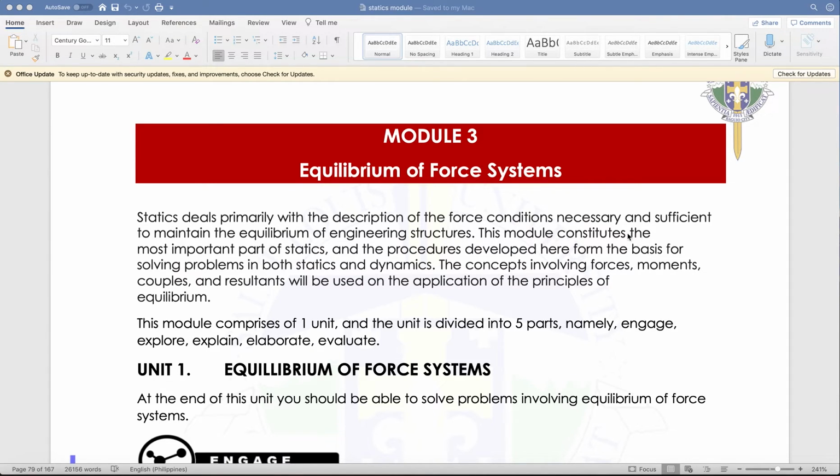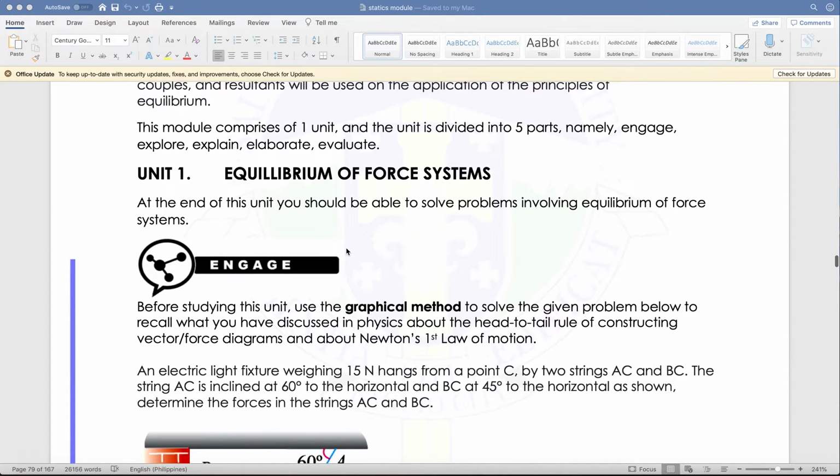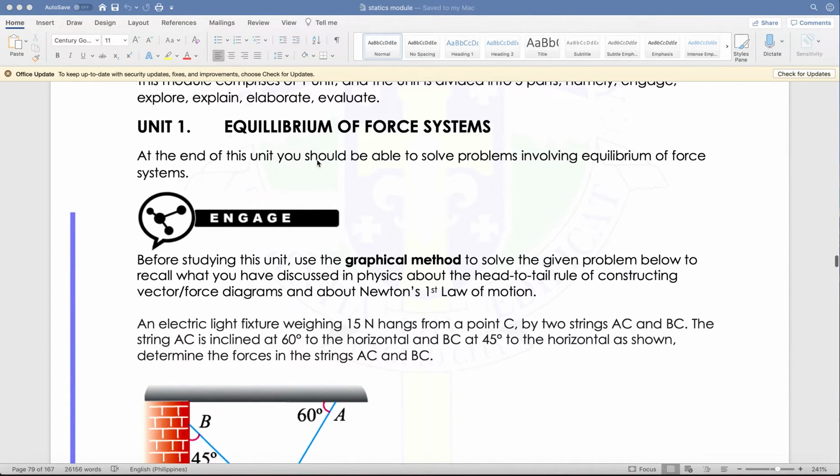This module constitutes the most important part of statics, and the procedures developed here form the basis for solving problems in both statics and dynamics. So the concepts involving forces, moments, couples, and resultants will be used on the application of the principles of equilibrium. This module comprises one unit, and the unit is divided into 5 parts, namely engage, explore, explain, elaborate, and evaluate.